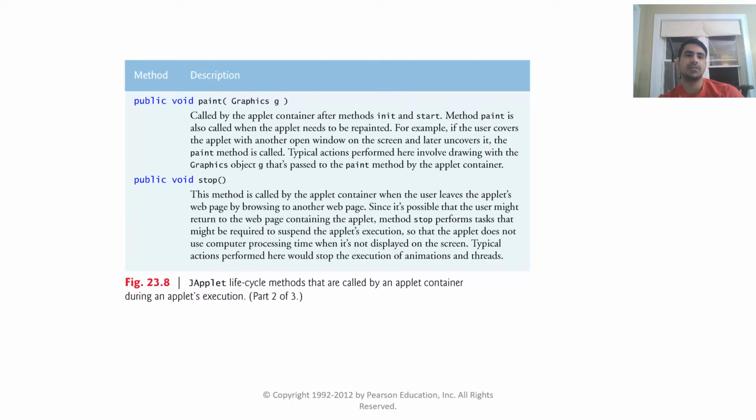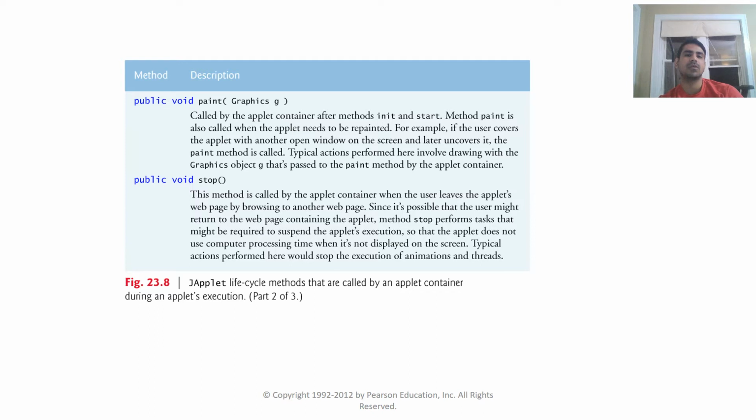And the third one is public void paint. Paint is called by the applet container after methods init and start are executed. It is mentioning that first init and start are executed, then after that paint is called.